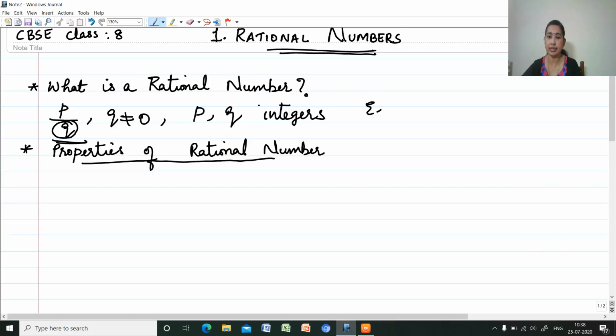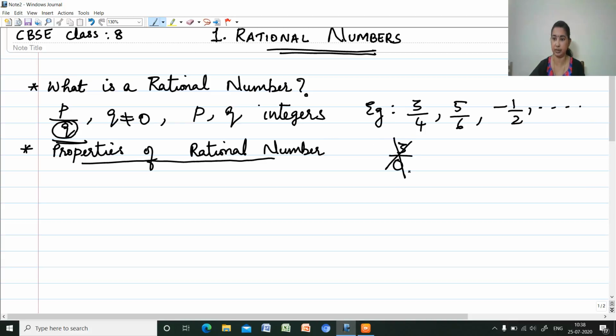So I'll give you some examples of rational numbers: 3 by 4, 5 by 6, minus 1 by 2, etc. But if the denominator is 0, it is not a rational number, that is, 3 by 0 is not defined, or 4 by 0 is not defined. So the denominator should not be 0.